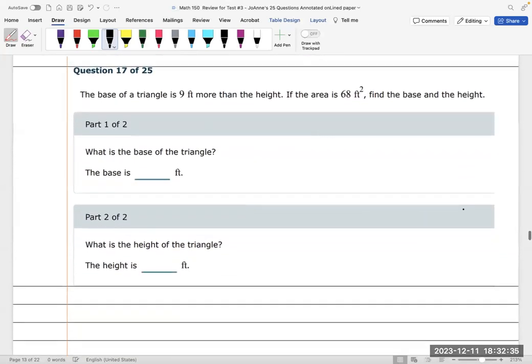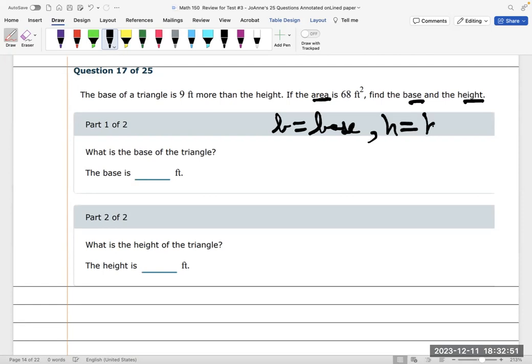Last one. The base of a triangle is 9 feet more than the height. The area is 68 feet squared. Find the base and the height. You can use X and Y. I'm going to let B be my base and H be my height. When I'm grading your tests, there are usually a student or two that switch which is the base and which is the height.